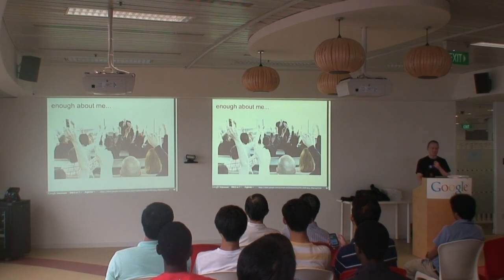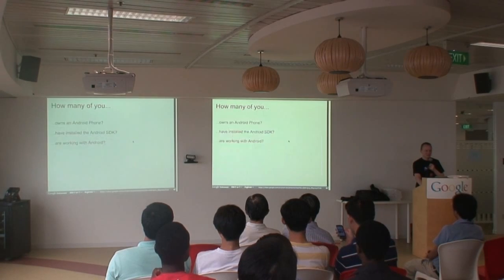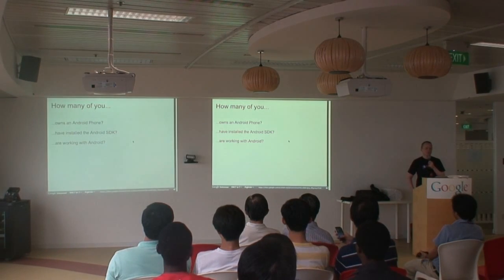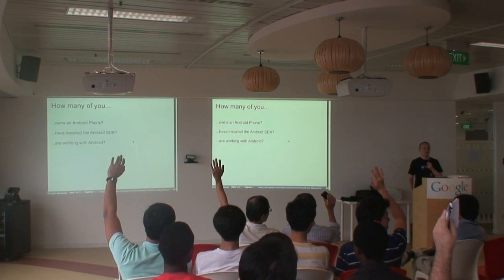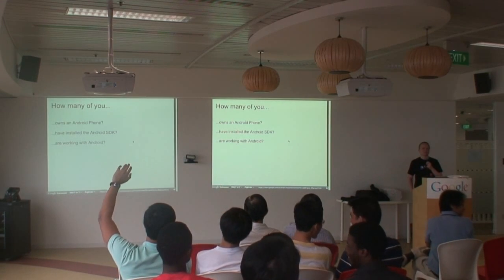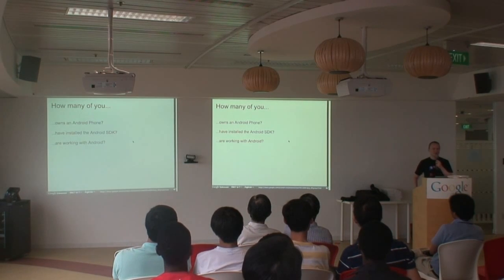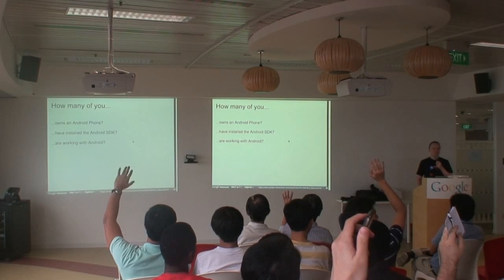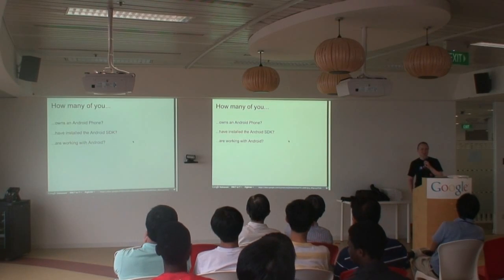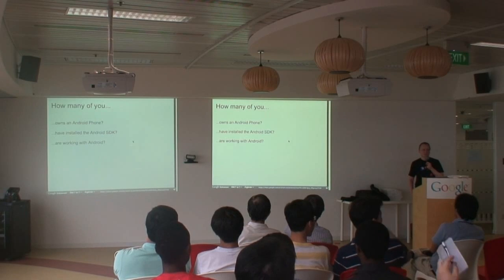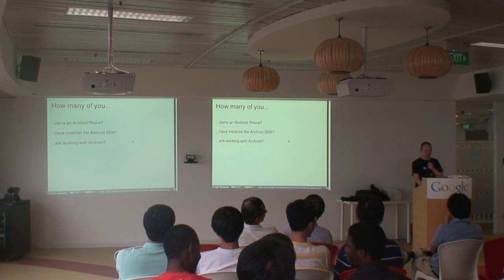So enough about me. Now I want to know some things about you. How many of you own an Android phone? I don't know, 50–60%. Okay, and how many have installed the Android SDK? Oh, it's the same people. That's good. And how many are working with Android? Okay. Very good.